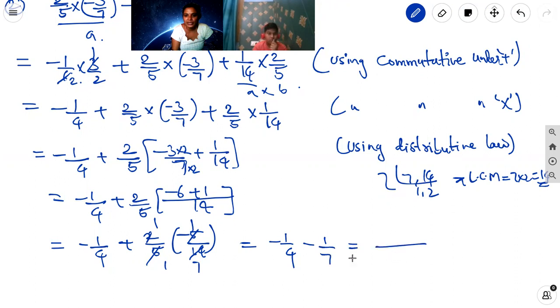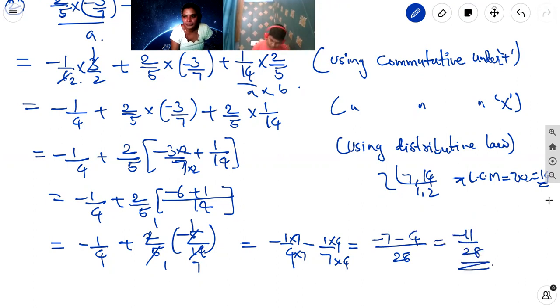Taking the LCM, 7 is a prime number. So 7 fours are 28 is the LCM. You should multiply with 7 the first term and with 4 the second term. Minus 7 minus 4, minus 11 by 28. It is the answer.